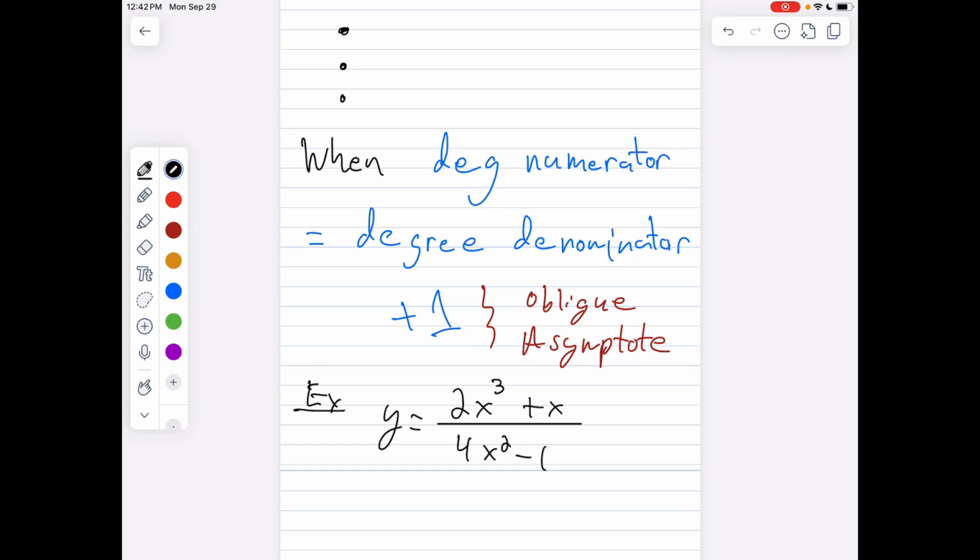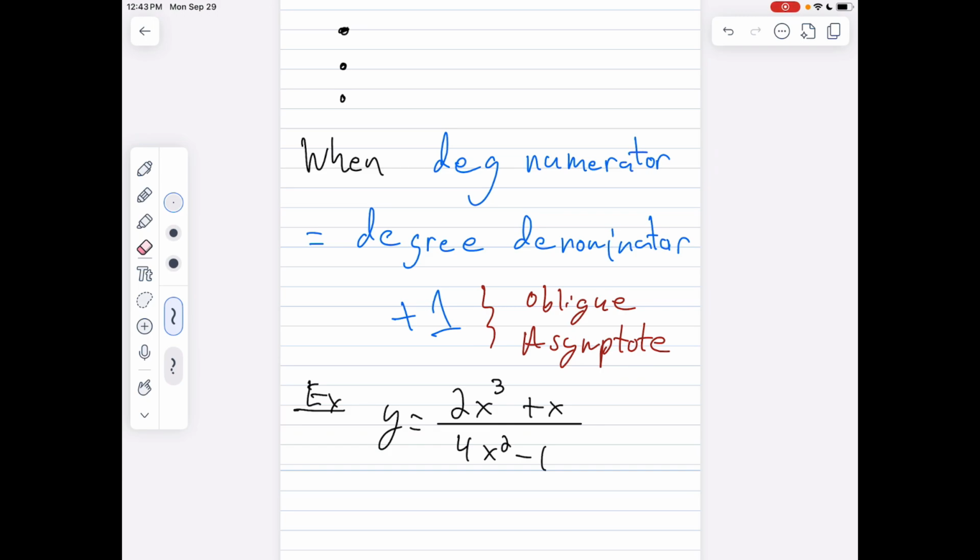Basically, an oblique asymptote is like a line that has a non-zero slope, and it's not vertical, so it's basically something along these lines right here. That's what an oblique asymptote is, and that only happens when the degree of the numerator is 1 higher than the degree of the denominator. Okay, so I just wanted to point that out, but it is not a horizontal asymptote.